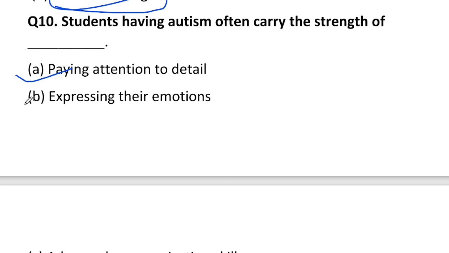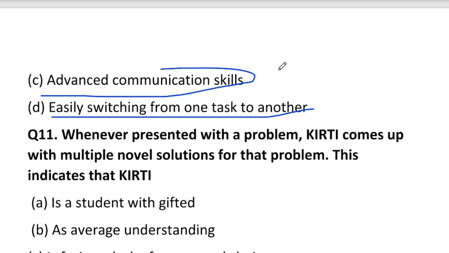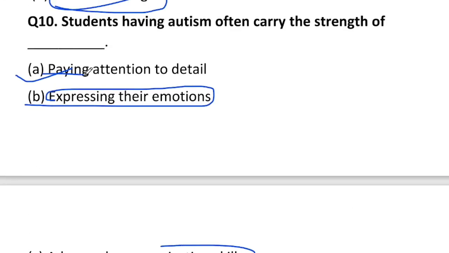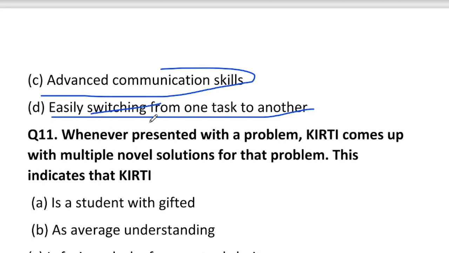Right? Expressing their emotion, no. He can't express or communicate. Advanced communication skill, no. Easily switching from one task to another, no. Because he can't interact or communicate. So the right answer will be paying attention to details, which is a characteristic of autism. But he can't express, he can't communicate, he can't switch from one task to another easily.